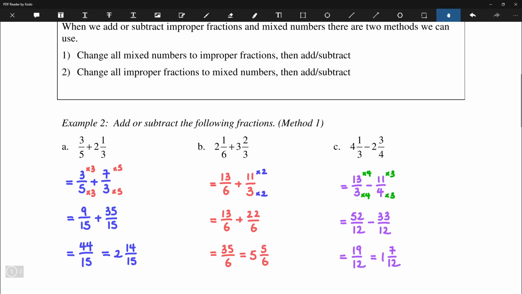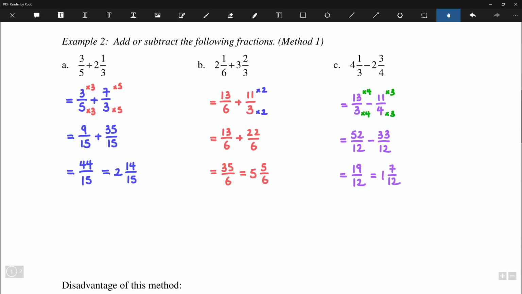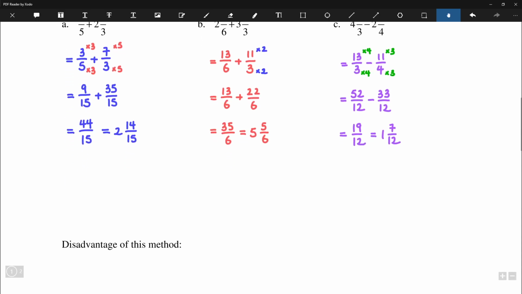So the question now is, what is a disadvantage of this method? Well, if we change all the mixed numbers to improper fractions first, then we will have to change it back to a mixed number at the end, which feels like an extra step, but sometimes is quite necessary.